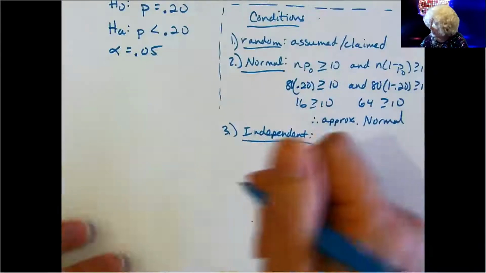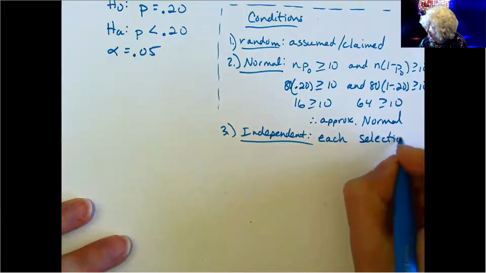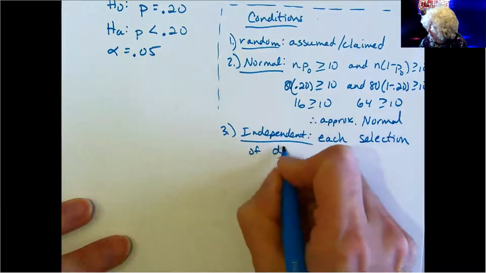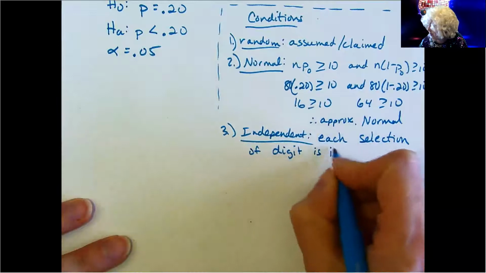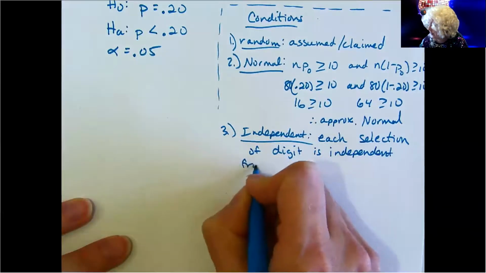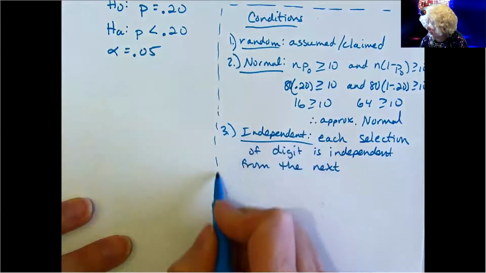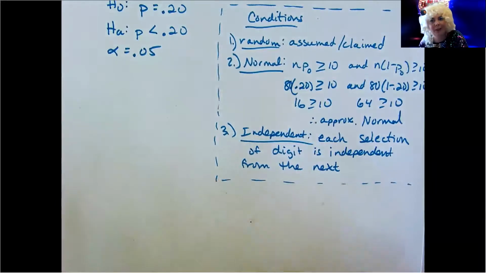So for independent, you could say each selection of digit is independent from the next. You're using a random digits generator, so you don't have to worry about surveying somebody twice.